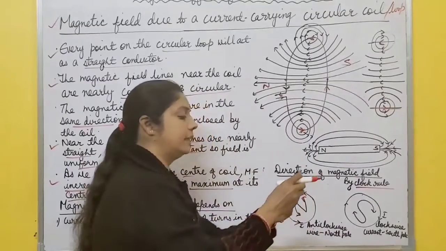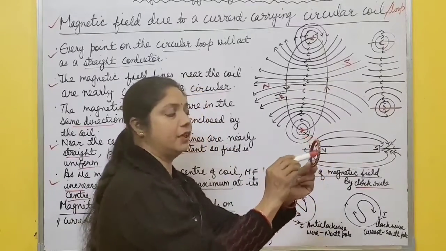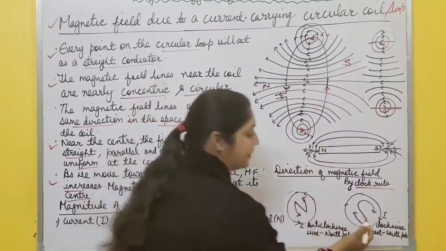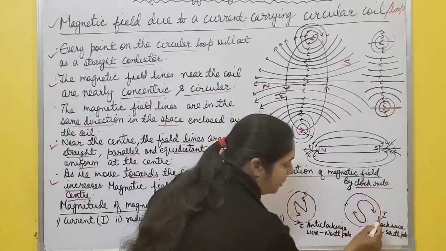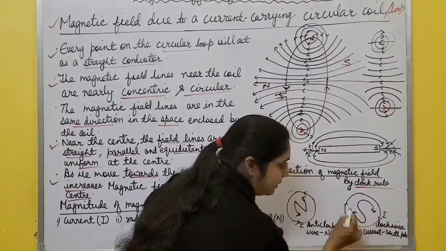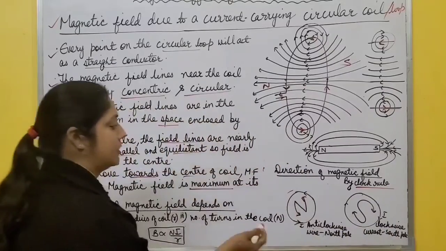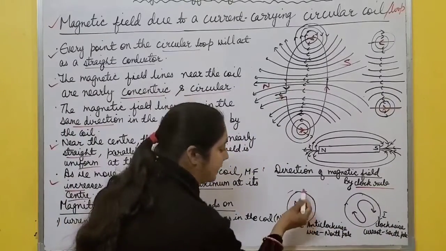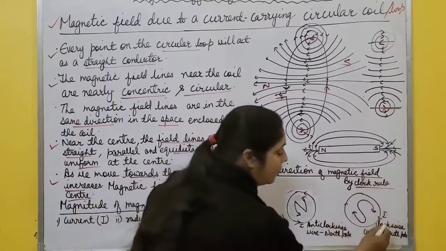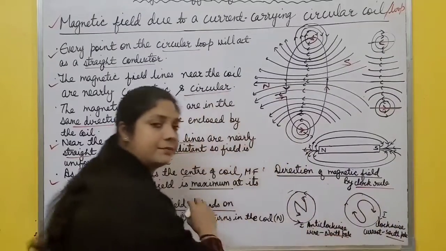Now if you look at this face of the coil, if the current is flowing in the clockwise direction, then this face acts as a south pole. If current is flowing in the clockwise direction like this, you write S. So it is in the clockwise direction. So remember this clock rule. If current is in the anti-clockwise direction, then that face is a north pole. If current is in the clockwise direction, then that face acts as a south pole.